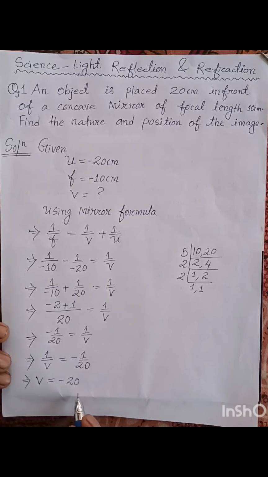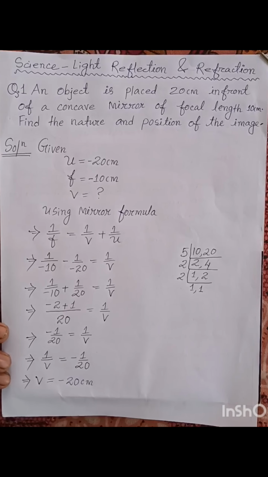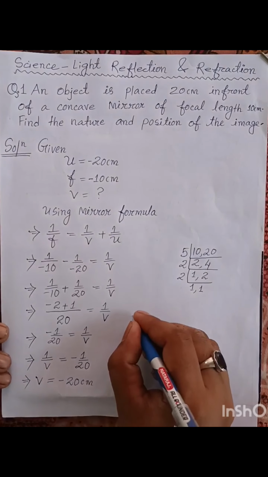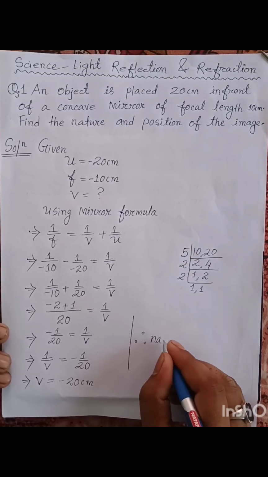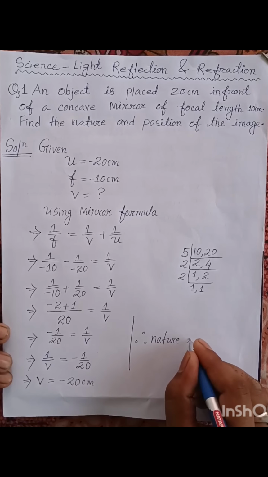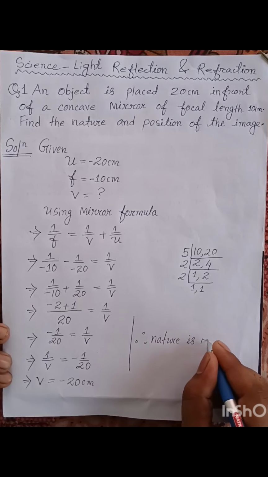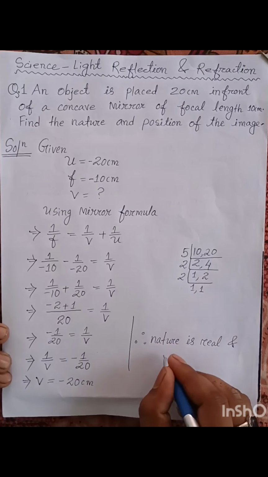In the denominator there is no need to write 1. So v equal to minus 20 centimeter. Here we have got a negative v value, which means I can say, or I can write, therefore the nature is real. And we know real images are always inverted.